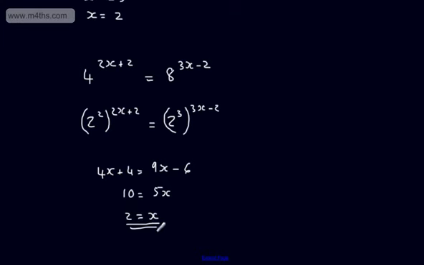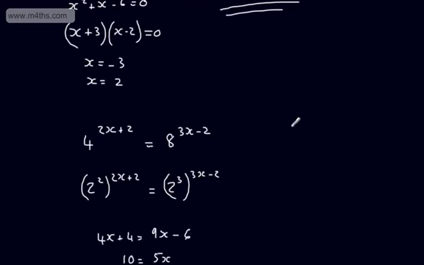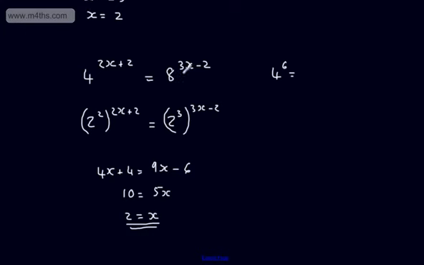So let's see if that works and plug those in. If we think about it at this stage, this is going to give me 4 to the power of 6. And if I sub in the value 2, I've got 2 times 2, which is 4, plus 2, which is 6, and then I've got 8 to the power of 6 minus 2, which is going to give me 8 to the power of 4. So we can see from this that that is going to work.